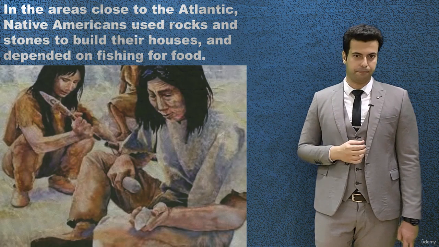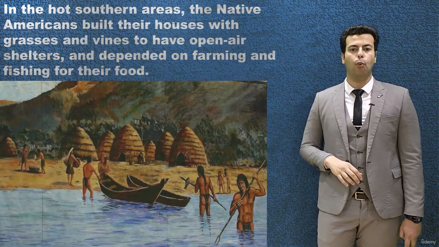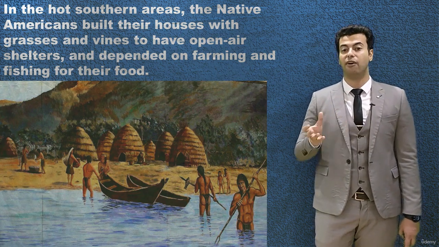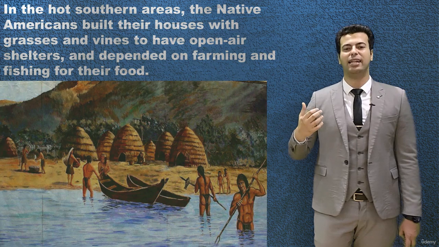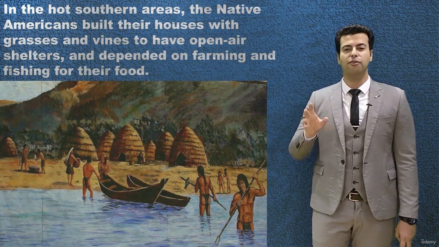But if we move to the hot southern areas, we will find that the Native Americans built their houses with grasses and vines to have open-air shelters and depended on farming and fishing from the rivers for their food.